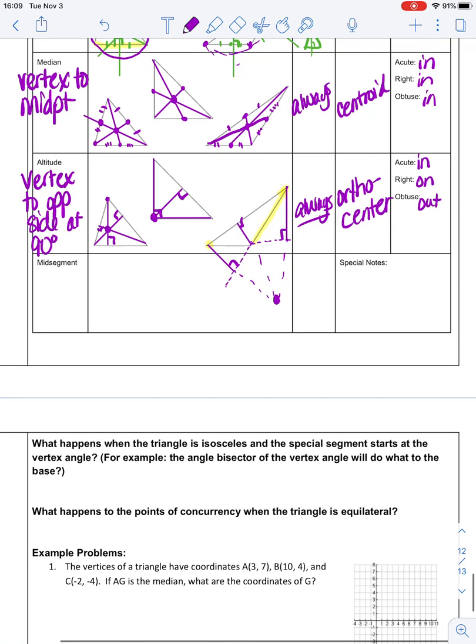The last special segment is called the mid-segment. The mid-segment connects the midpoints of the sides.